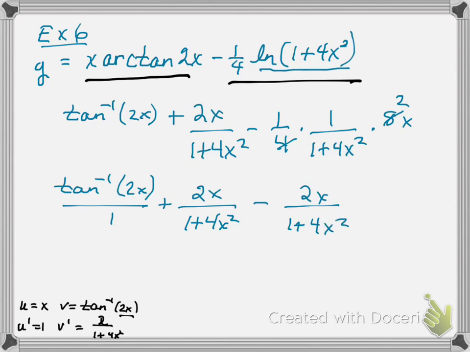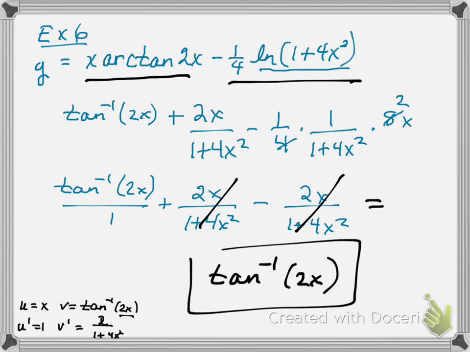Well, look what's happening here. These two terms are exactly the same. I got this 2x because I have a 2 and an x over here because the 8 and the 4 cancel, but these two terms are exactly alike. They're going to cancel each other out. Anything minus itself is 0, so now my answer is just inverse tangent of 2x. And that will be your answer for example 6.